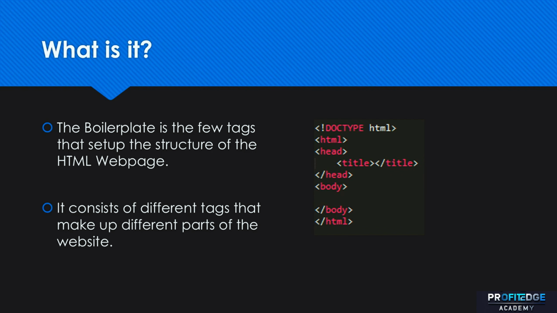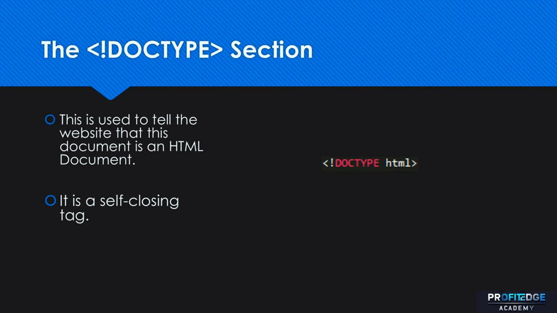Now the first one is the doctype HTML section. This is a self-closing tag and it's just the first line of the web page or of the file. Now what this does is it tells the web browser that this file is an HTML document. So whenever you open a web page, doctype HTML tells the web browser, okay, this file is an HTML document, so that it can open it accordingly.